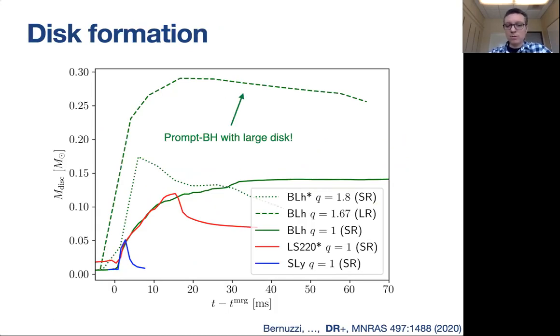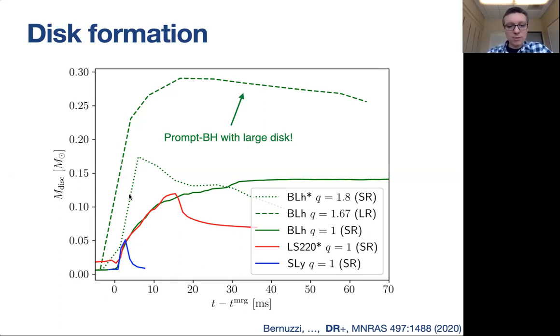The other thing I want to emphasize, and here I apologize, this plot is a bit busy, is that merger dynamics is also what drives the formation of the accretion disk around the remnant, which will then in turn power the bulk of the outflow. Actually, most of the outflow will come from the evolution of this disk.